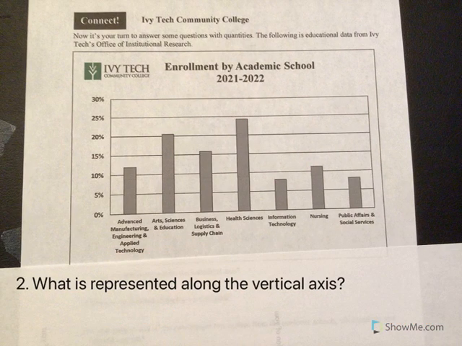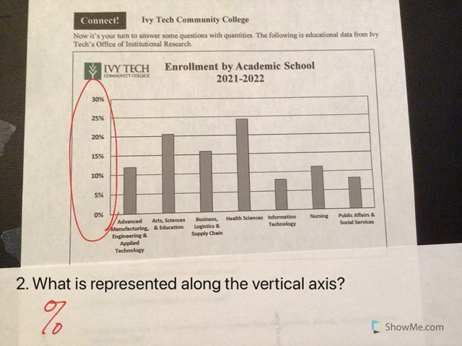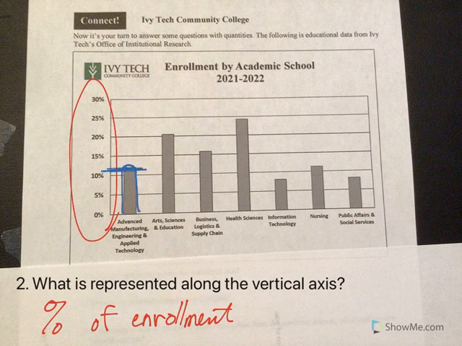What's represented along the vertical axis? Well, now we see percentages. But percent of what? Well, it's the percent of enrollment that lives in each school, right? So if we look at this first bar here, this is advanced manufacturing, engineering, and applied technology, and it's at about 12%. So we would say 12% of the enrollment is enrolled in the advanced manufacturing, engineering, and applied technology school. That's the idea of this percent of enrollment per school.